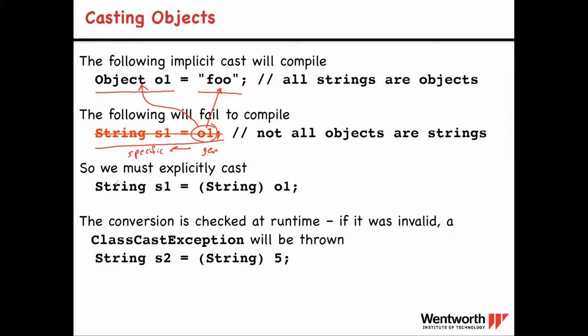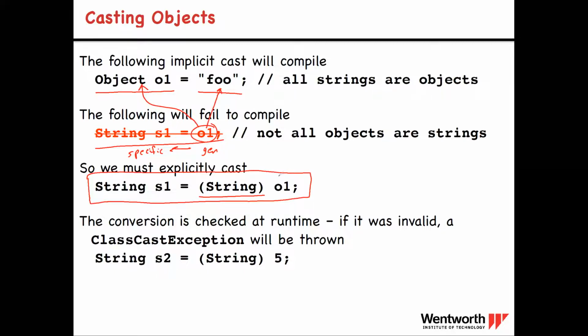And we must do a cast. So the code for it to work would be this. We must do the explicit cast to string. The check here, because object might not be a string. If I wrote this code differently, this might not be a string. So this check happens at runtime.